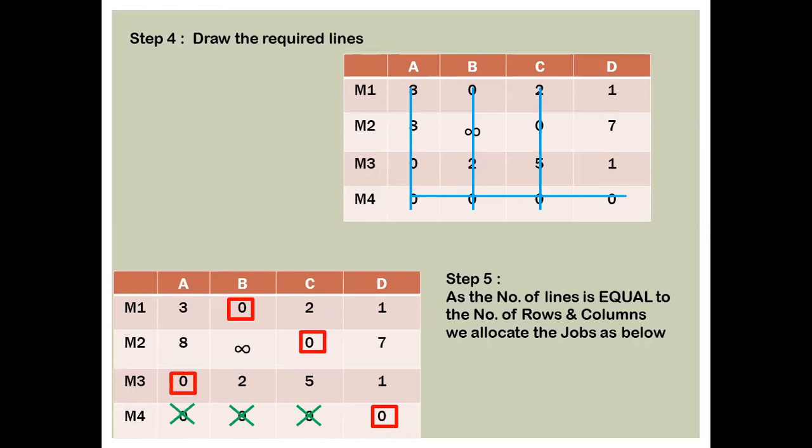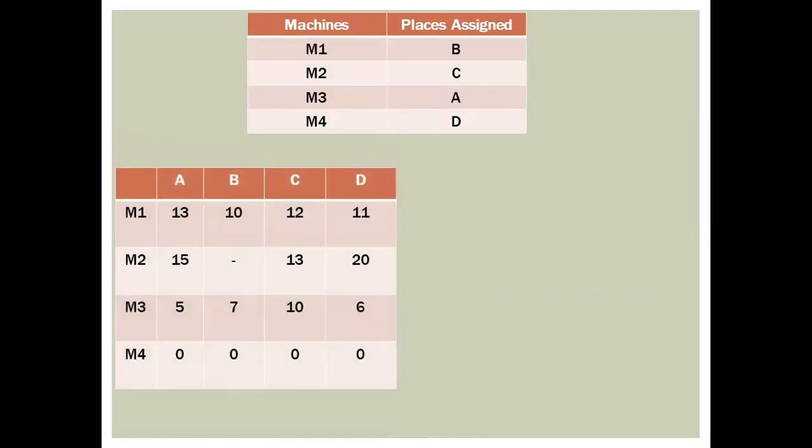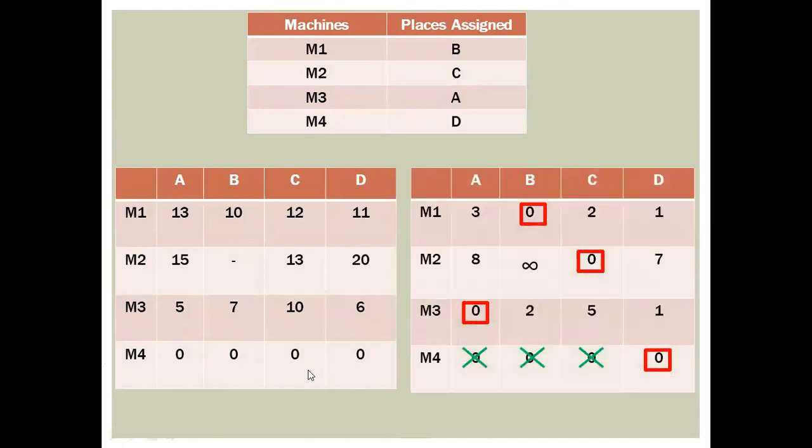So as you all can see, class, each particular machine is assigned to each particular person without repeating the person or the machine. So our final table will look like this. M1 is given B, M2 is given C, M3 is given A, and M4 is given D. So we have to find the minimum cost. This was our original table consisting of a dummy. This was the table we got as the final answer.